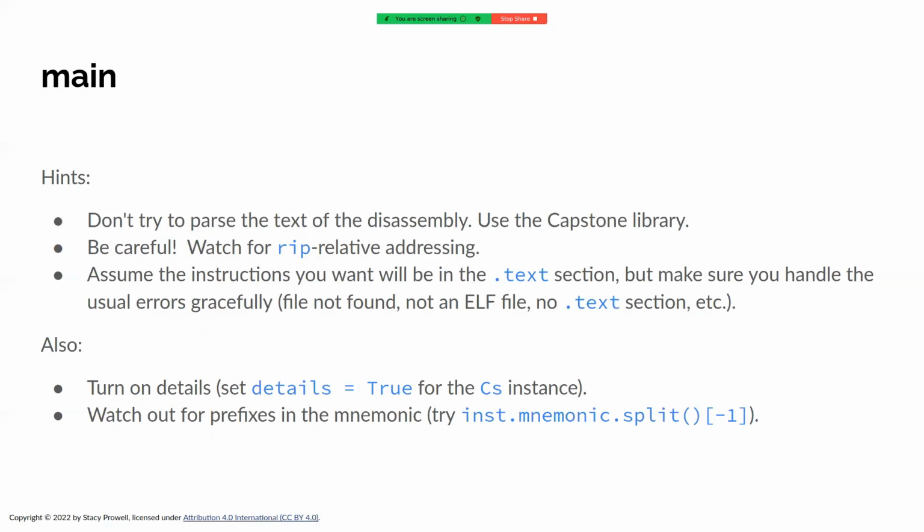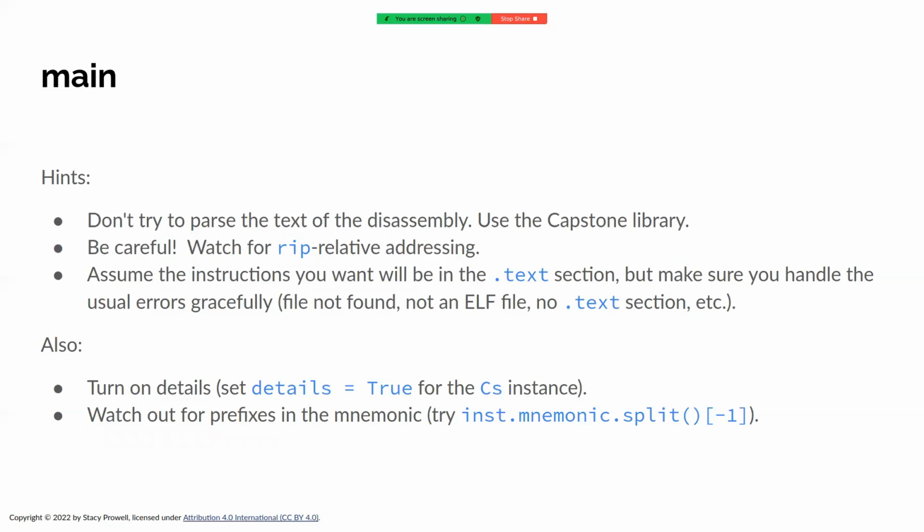RIP relative addressing. Assume instructions you want to be in the text section, but handle the usual errors. The file might not be found. It might not be an ELF file, and there might not be a text section. I don't expect to get big stack dumps from this. You should just be able to handle that and generate an error. Just basic programming.